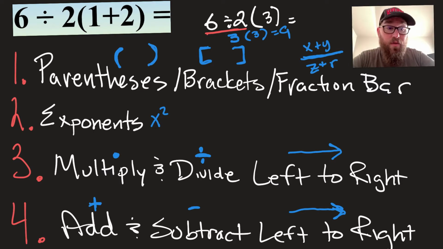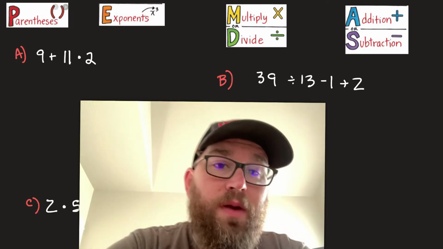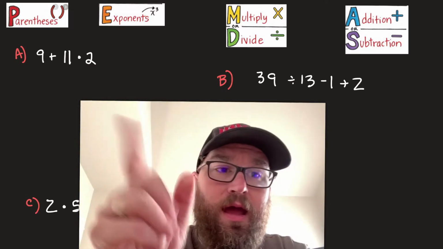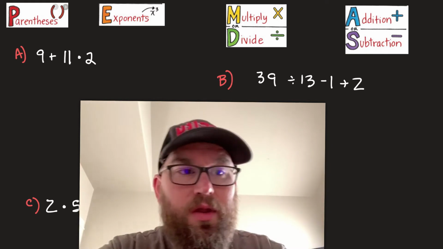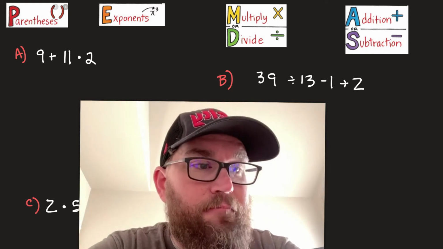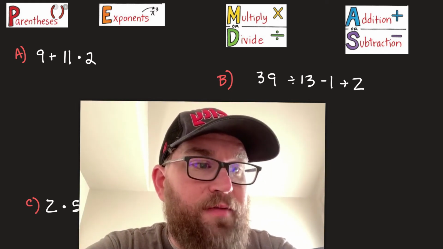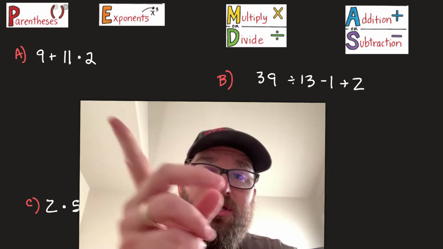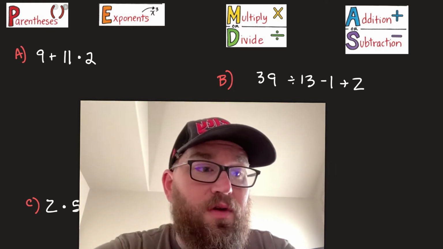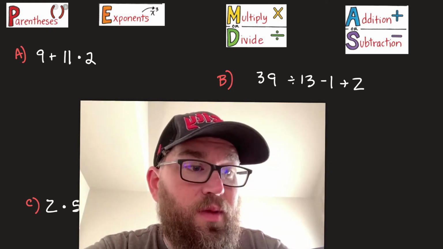Let's practice this. I'm going to work on A and B, and then you're going to do C and D. So let's look at A. A says 9 plus 11 times 2. We just start in order. There's no parentheses. I can also do this, this may help.